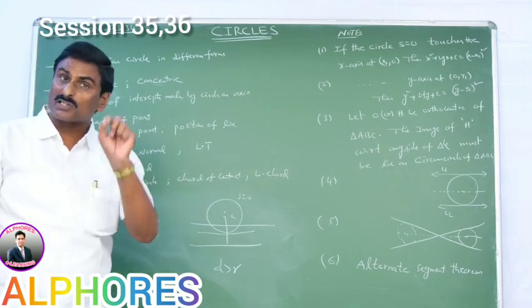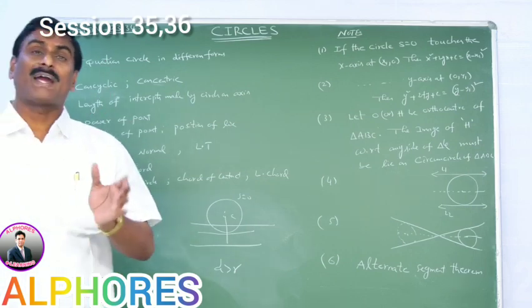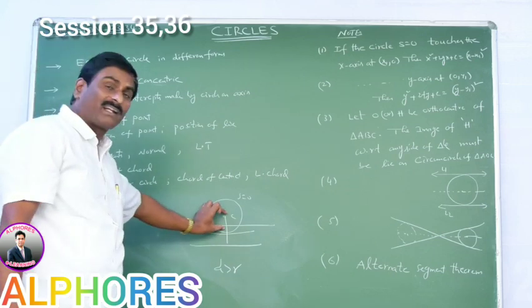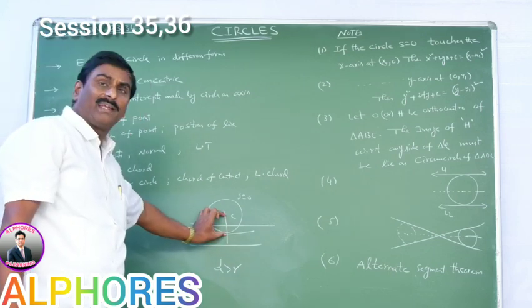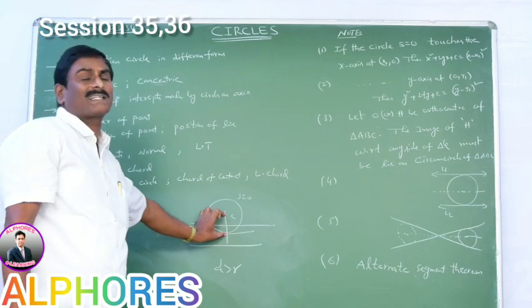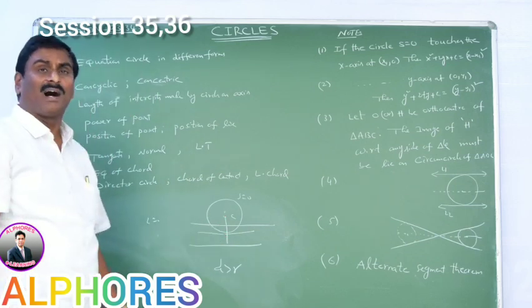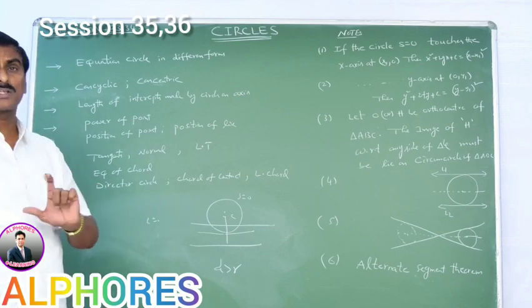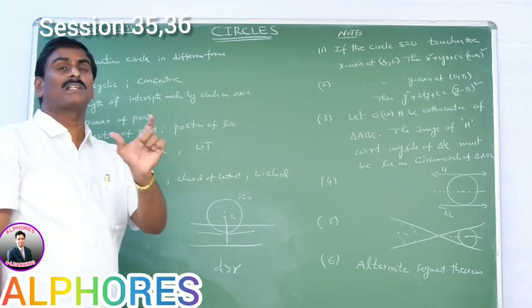To find the position of the line with respect to the circle, we find R and D. If R is greater than D, then the line cuts the circle. If R is equal to D, the line touches the circle. If R is less than D, or D is greater than R, the line is away from the circle. To find the position of the line, we compare the values of D and R.